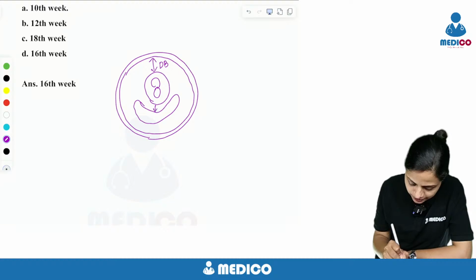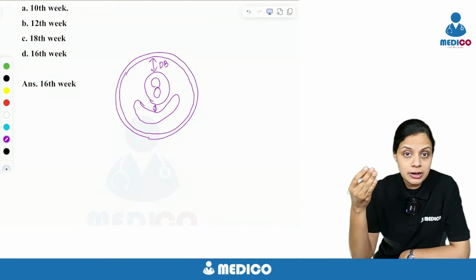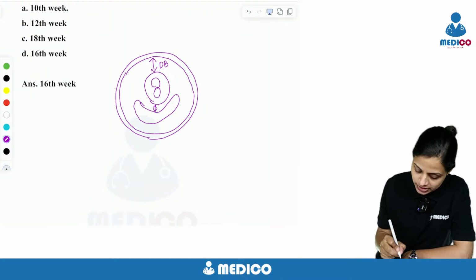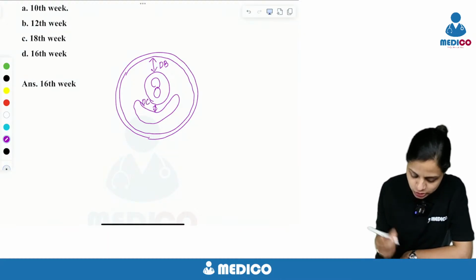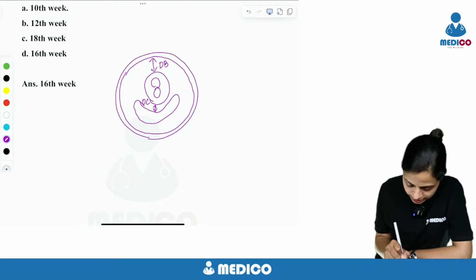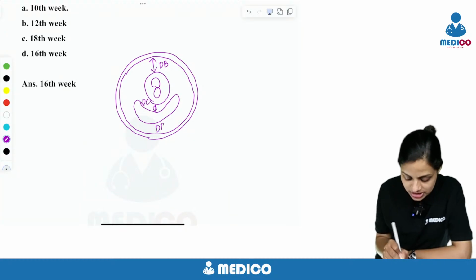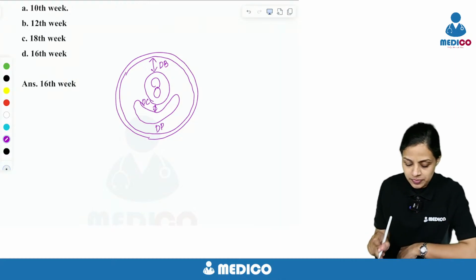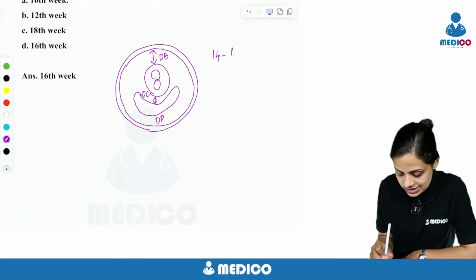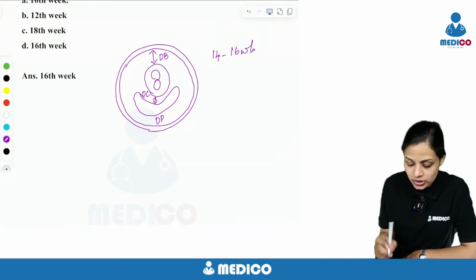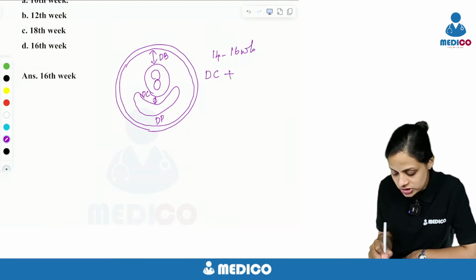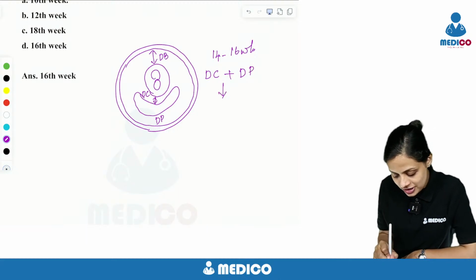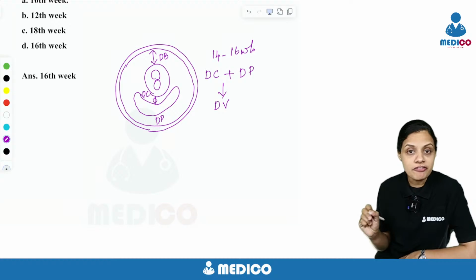While this one, the one between the blastocyst and the uterine cavity, that is the decidual space, that portion is called the decidua capsularis. And here, the rest of the endometrium or the rest of the decidua becomes a decidua parietalis. At around 14 to 16 weeks, the decidua capsularis will fuse with the decidua parietalis. This results in the formation of a different decidua, which is called the decidua vera.